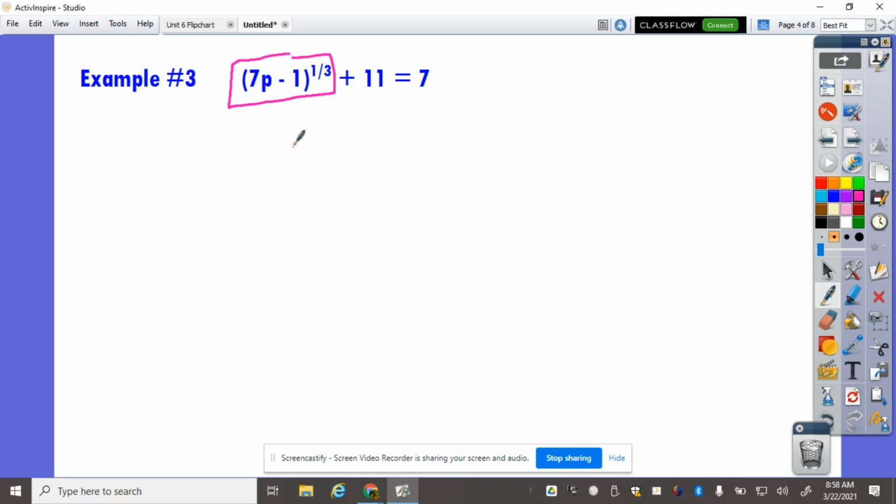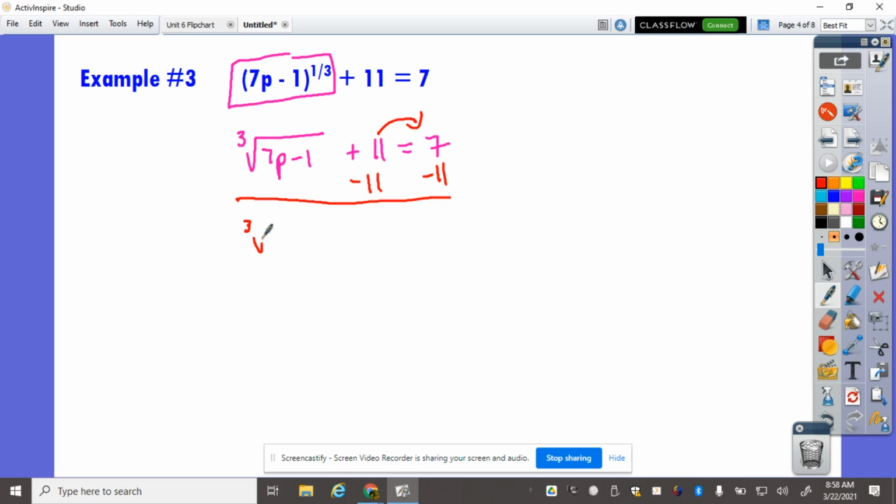Okay, since we all know that (7p - 1) raised to the 1/3 is the same thing as the cube root of 7p - 1, I can keep it that way. Plus 11 equals 7. Again, we have to isolate the radical sign, or move that 11 to the other side by subtracting 11, subtract 11. That gives us the cube root of 7p - 1 is equal to negative 4.